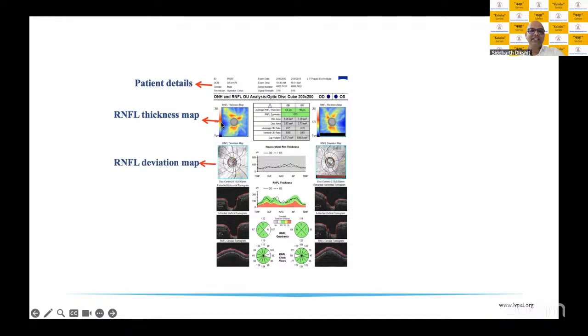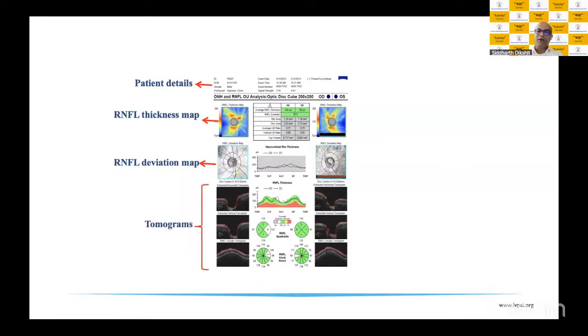Okay, and then this is the RNFL deviation map. How will you differentiate if you still get confused? Lot of colors is C. And what investigation starts with C? CT scan. So color means it's the thickness map. And the dull map is the deviation map. Color means CT scan, thickness map. Dullness means deviation map.